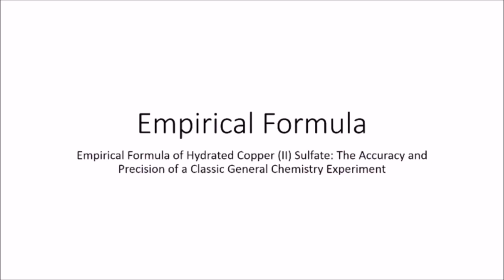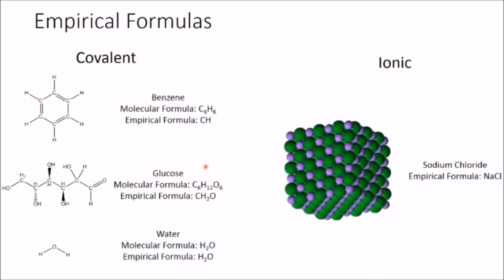In this experiment, you're going to determine the empirical formula of copper(II) sulfate pentahydrate. Furthermore, you're going to look at the accuracy and precision of a classic general chemistry experiment. Before looking at the empirical formula of copper(II) sulfate pentahydrate, let's talk about empirical formulas in general.